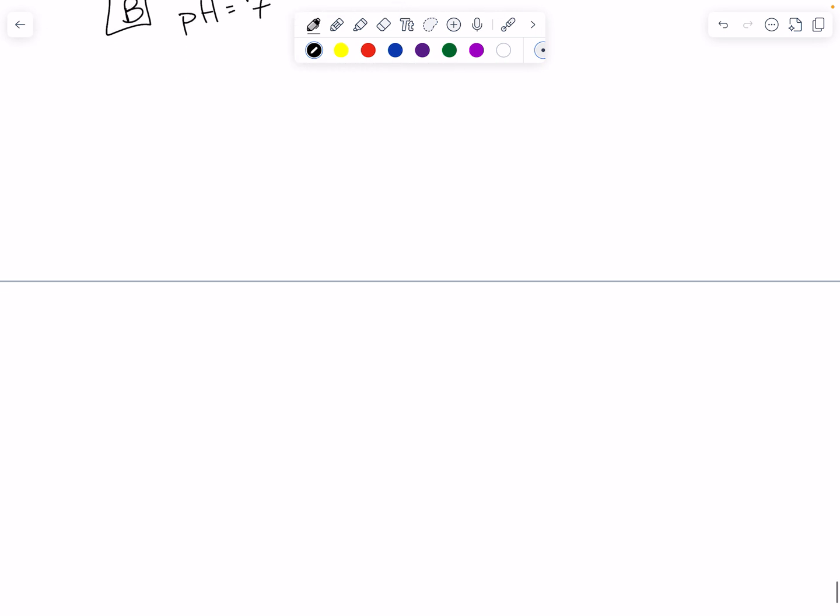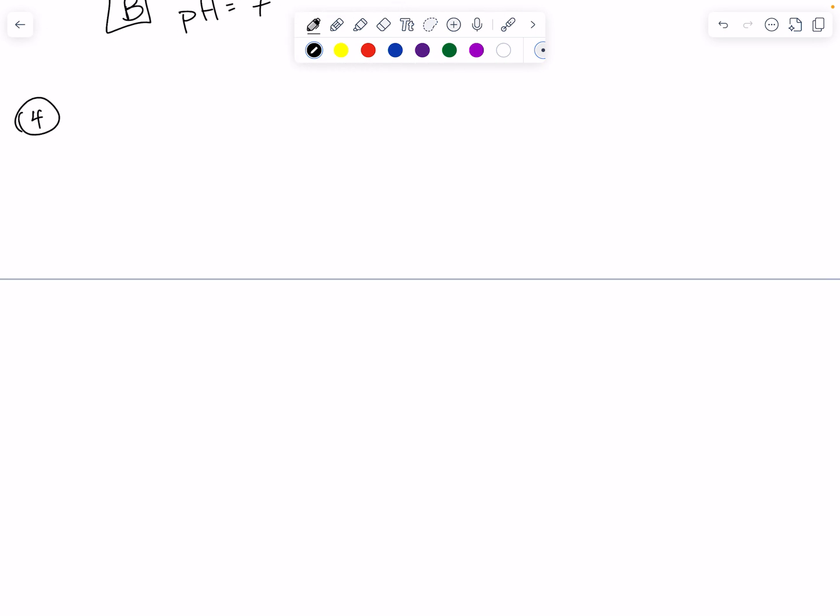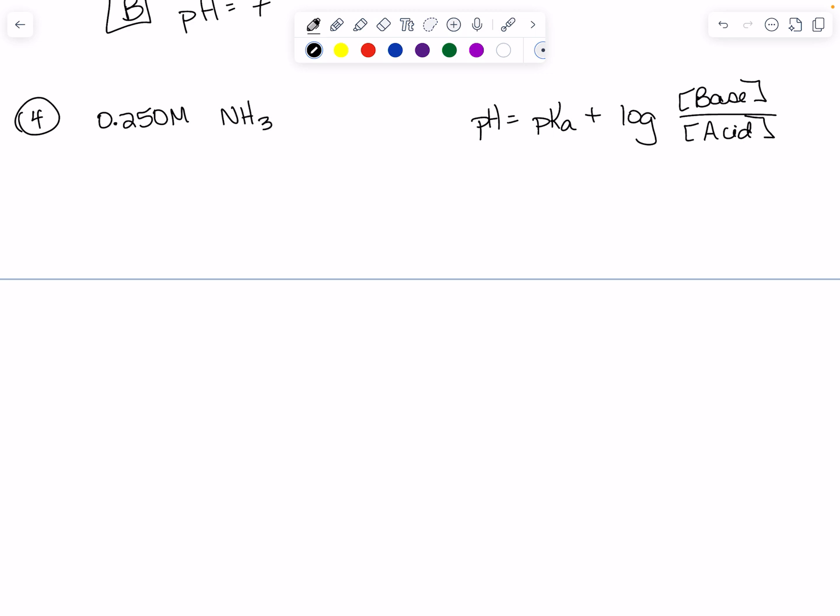Okay, number 4. 4 says, calculate the initial pH of a buffer. All right, buffer, keyword. pH is equal to pKa plus the log of the concentration of the base divided by the concentration of the acid. And it says the buffer is 0.250 molar ammonia, which is NH3, and it's 0.350 molar ammonium chloride. Now look at those formulas. You can tell from the formula that this one's going to have to be the acid and this one's going to have to be the base. How can you tell? The acid has an extra hydrogen.